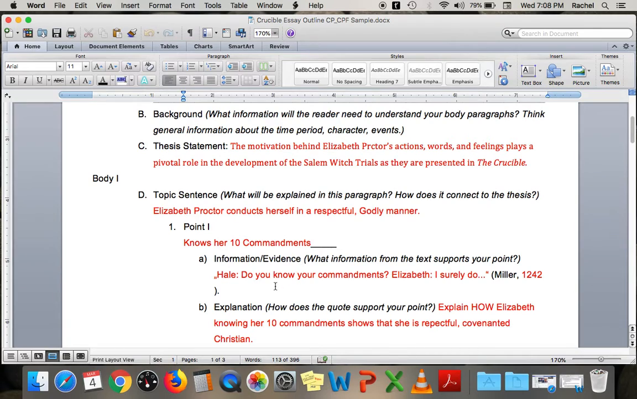So then I'm going to go into the book. Or in your case, since you're at home, you're going to go into Google Classroom and look at where it says Act 1 reading, Act 2 reading, etc. And you're going to pull the pages up and find what you're looking for. In this particular case, I chose the quote where Hale says, "Do you know your commandments?" And then Elizabeth responds, "I surely do." This is what's key. After I finish my quote, I have Miller, which is Arthur Miller's last name, the playwright, but then I also need the page number where I found this quote. This is extremely important that you do now because you're going to waste valuable time when you turn your outline into your essay if you don't.